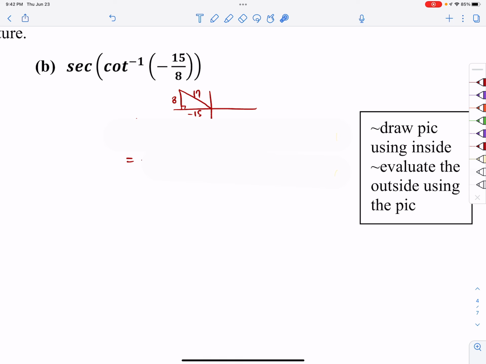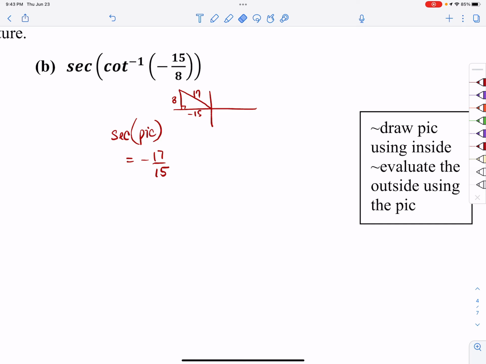The fact that cotangent inverse is negative tells me it has to be either the second or the fourth quadrant, but cotangent inverse has to be the top half of the circle. So I'm not working in the fourth quadrant, I'm only working in the second quadrant. So now that I have my picture, I want to take the secant of the angle represented in my picture. And so that is going to be -17/15.